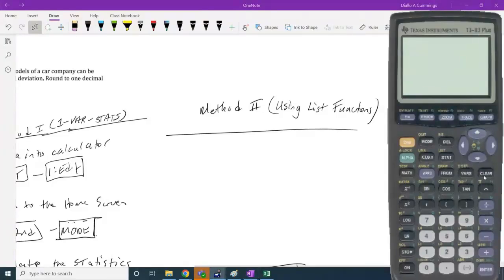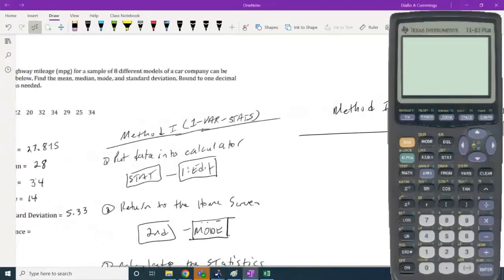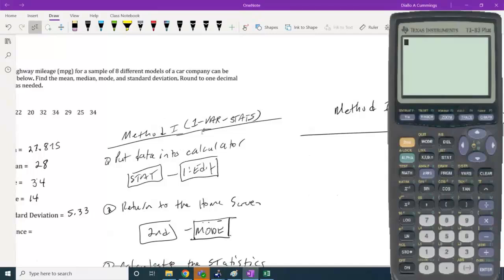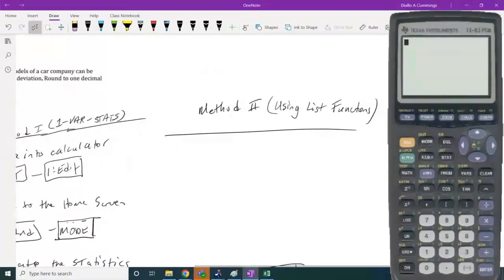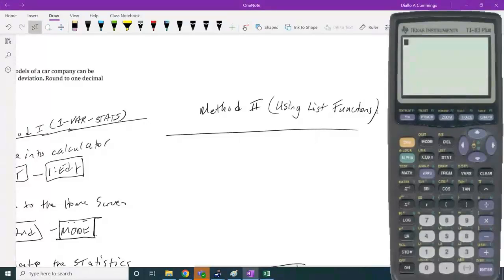So I'm going to just clear out my home screen. We already have the list of numbers in list 1 on our calculator. What we did a second ago is we used the one variable statistics. I'm going to use something a little bit different this time. I'm going to use what are called list functions.